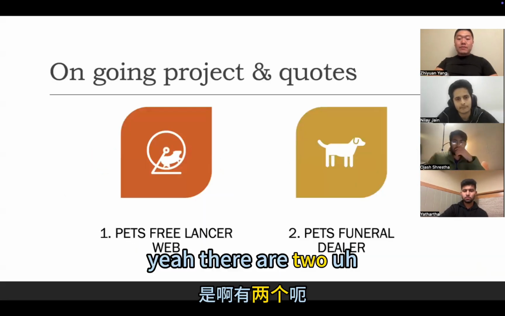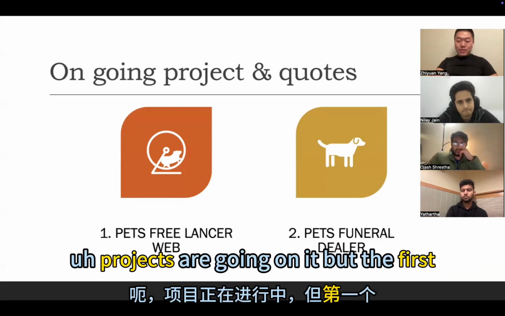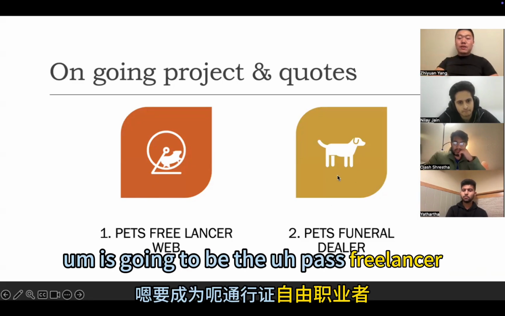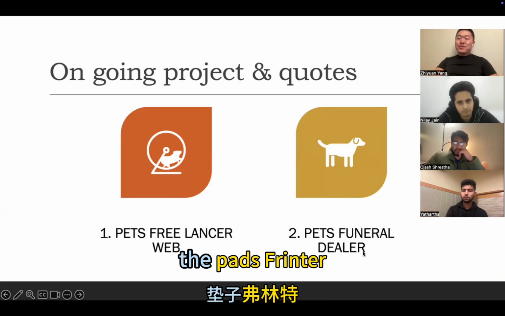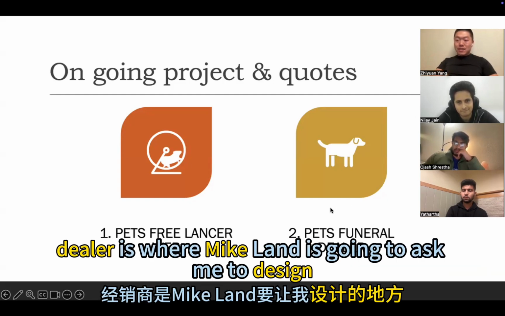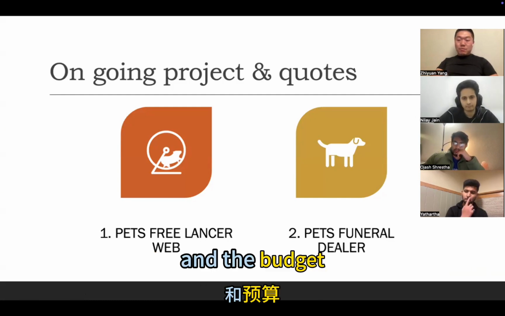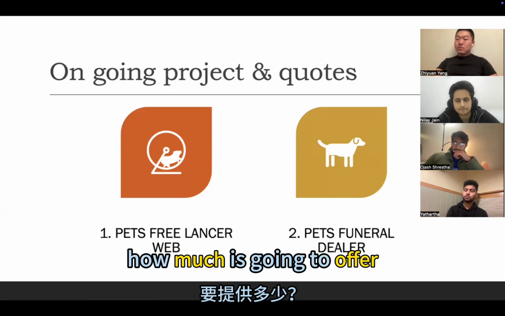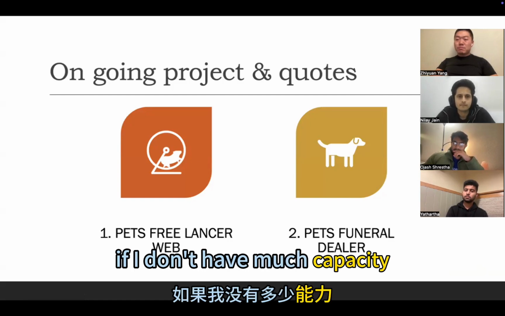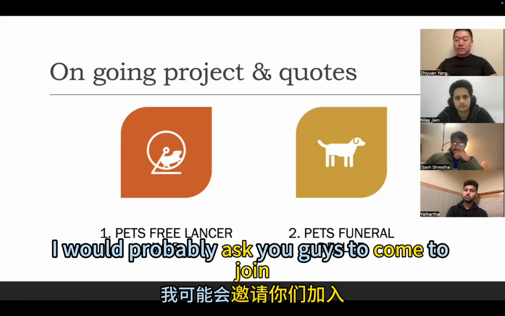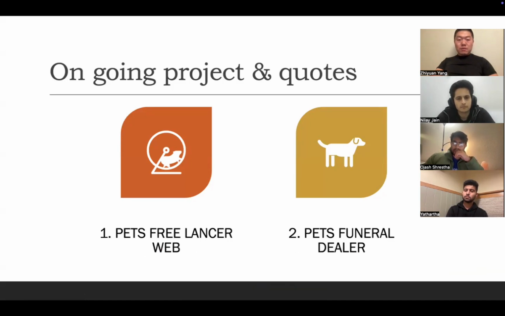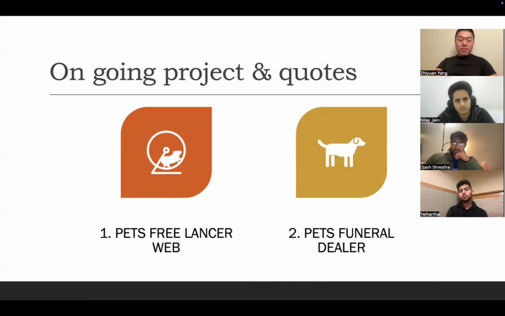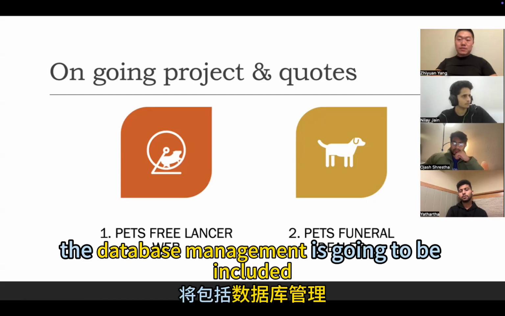So there are two ongoing projects, but the first one we are going to target within the team is the pets freelancer. The second is the pets freelancer dealer, where my client is going to ask me to design. The time is going to be a little bit tight, and I'm going to have the quotation tomorrow with my client, and then I'll see how much they offer. By the end of the day, if I don't have much capacity, I would probably ask you guys to join with the design part as well. But for now, we're going to focus on the first project design. It's going to be the most difficult because a lot of backend and database management is going to be included.